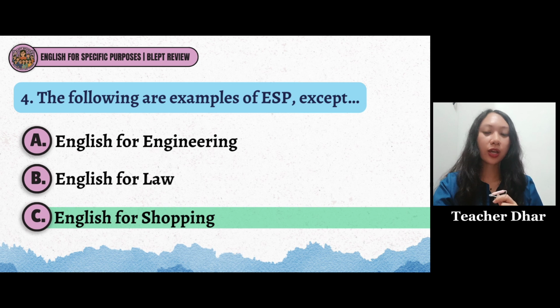In contrast, letter A and B, English for engineering and English for law, are both examples of ESP because they focus on teaching specialized language skills and knowledge for specific professions, which are engineering and law. It also covers technical vocabulary, concepts, and communication skills unique to those fields. Alright, let's have the fifth question.